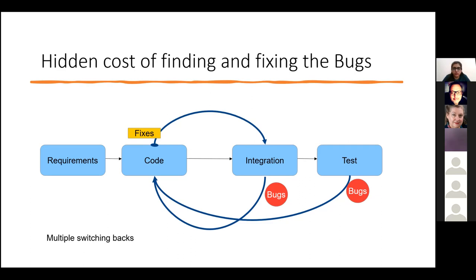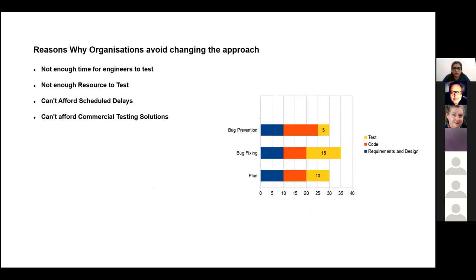Some of the other figures, in the next slide, show some of the reasons why organizations avoid changing this approach. Normally projects think there is not enough time for engineers to start testing. We have so many features to develop, so why put time into testing right now? Normally we don't have many resources to do the testing. Also, we can't afford schedule delays if we bring more testing earlier. That's a mindset. That is not an actual reality on the ground.